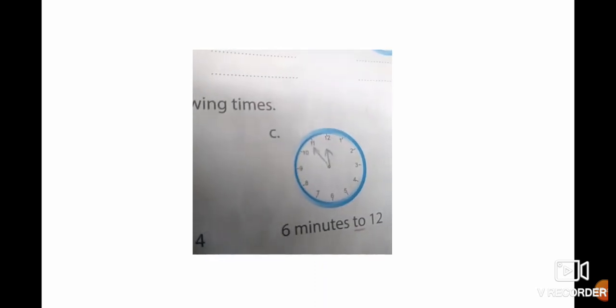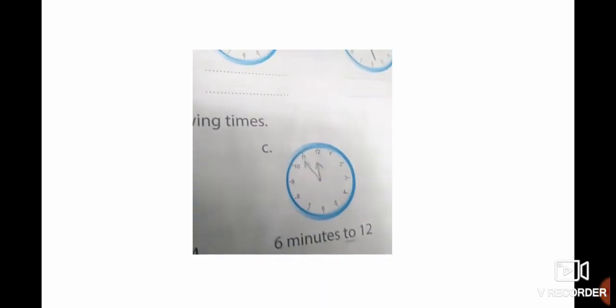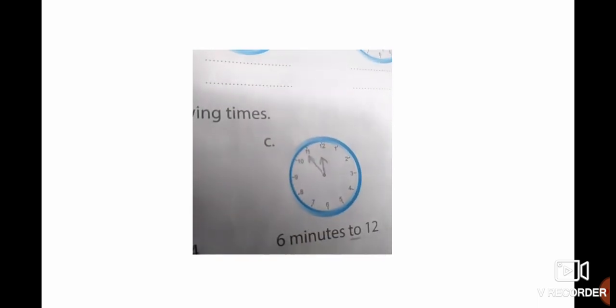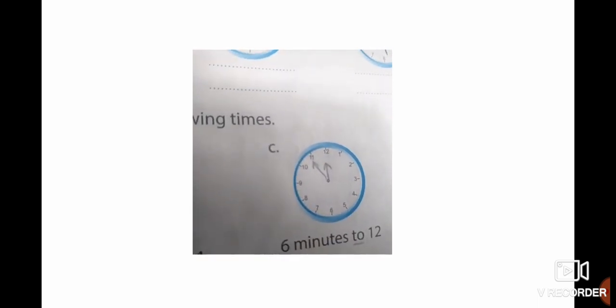So students, like this we are going to show, as we know that it's showing 12 o'clock. So we are going to show the hour hand on 12 o'clock and the minute hand 6 minutes. That means before 11, 1 minute, we are going to show 6 minutes. Okay.